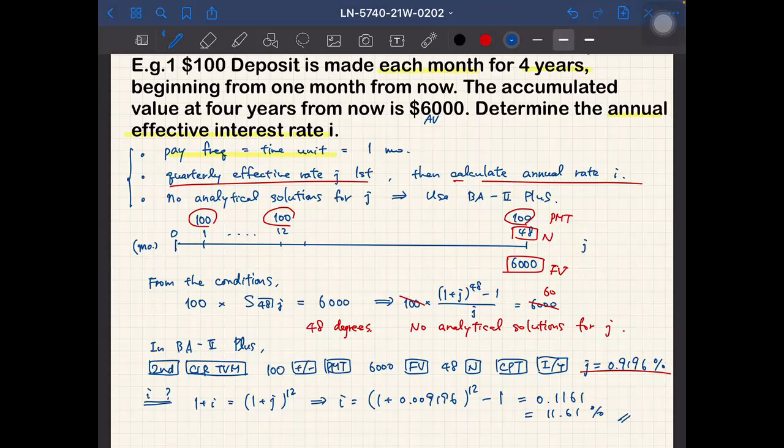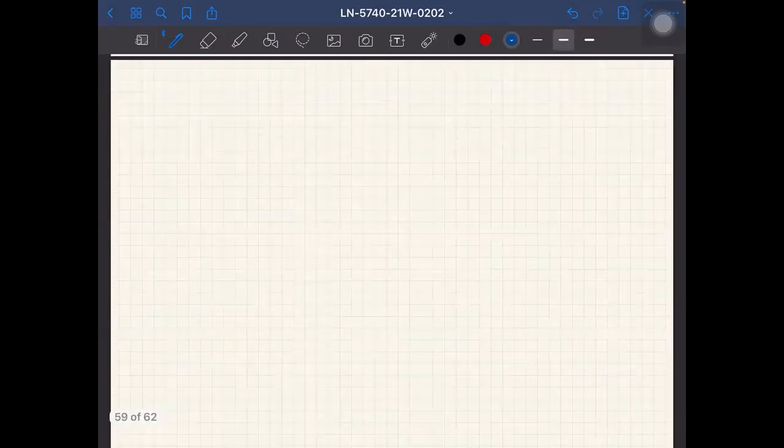So this is how to solve this question. At first, the payment frequency is monthly, and we have to translate the monthly effective rate to the annual rate, and there is no analytical solution for the monthly effective rate, so we have to use the calculator. If you don't have a calculator, you cannot calculate the exact I. But is there some rough approximation to get I without using a calculator? So we want to discuss that.